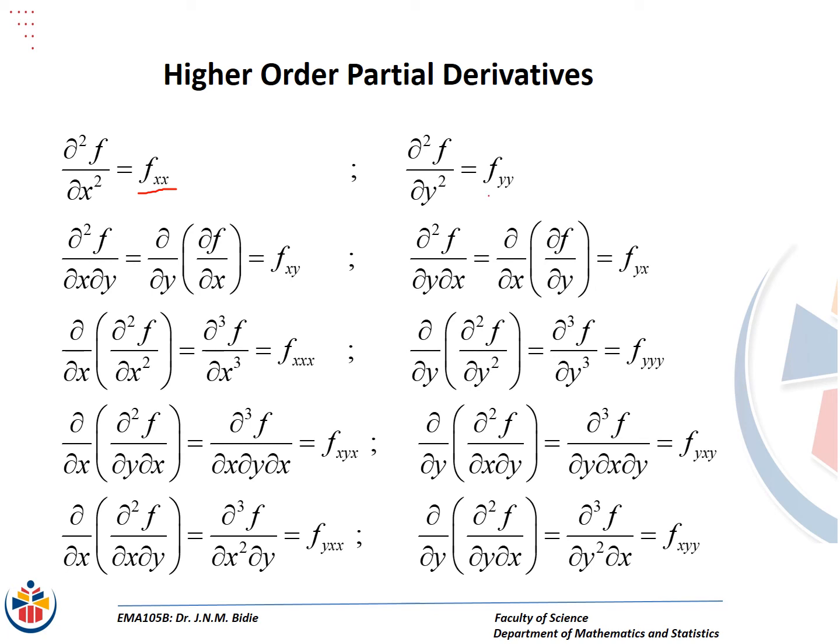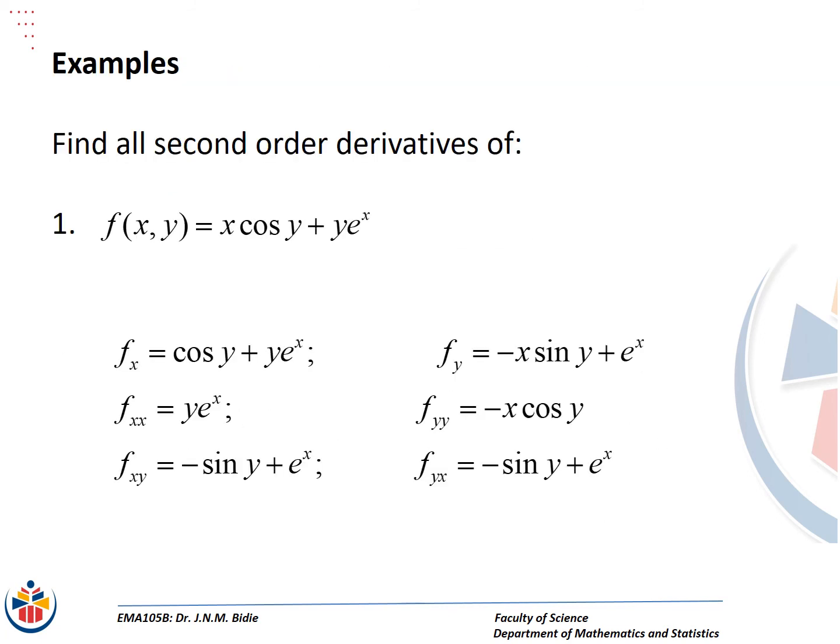So that means you are differentiating with respect to x twice, differentiating with y twice, or differentiating with x and then differentiating with y will be written as fxy. And then if you differentiate with respect to y first and then x, it will be fyx. And then we go to third derivatives, fourth derivatives, and so on. Let's do just a few examples.